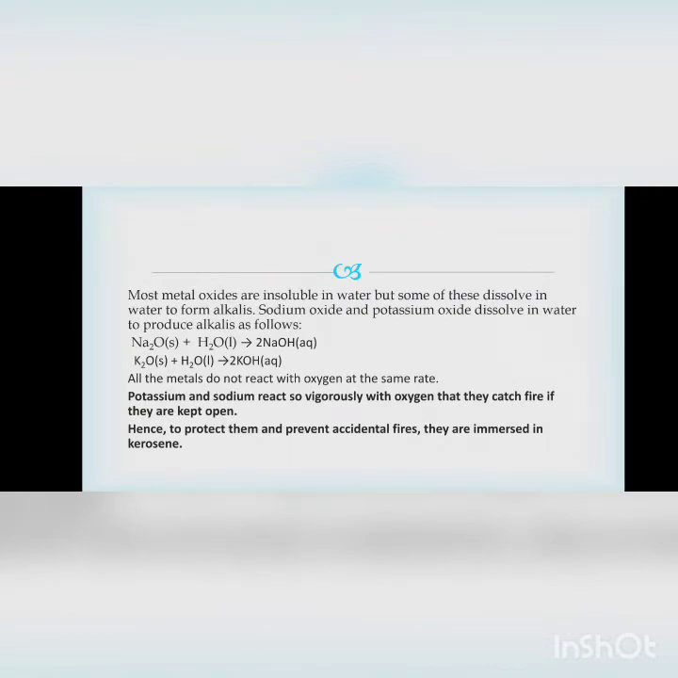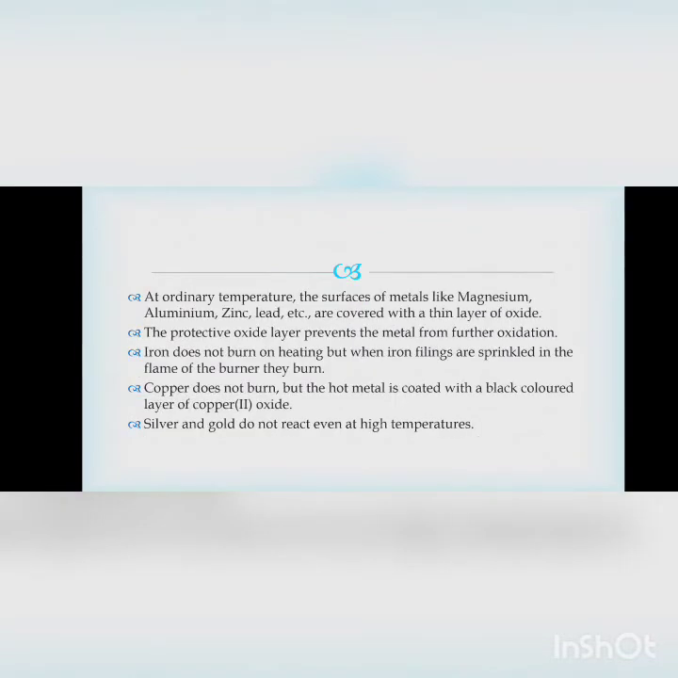So most metal oxides are insoluble in water, but some of these dissolve in water to form alkalis. Sodium oxide, potassium oxide dissolve in water to form alkalis. All metals do not react with oxygen at the same rate. Potassium, sodium react so vigorously with oxygen that they catch fire if they are kept open. Hence, to protect them and to prevent accidental fires, they are immersed in kerosene, means they are dipped in kerosene.